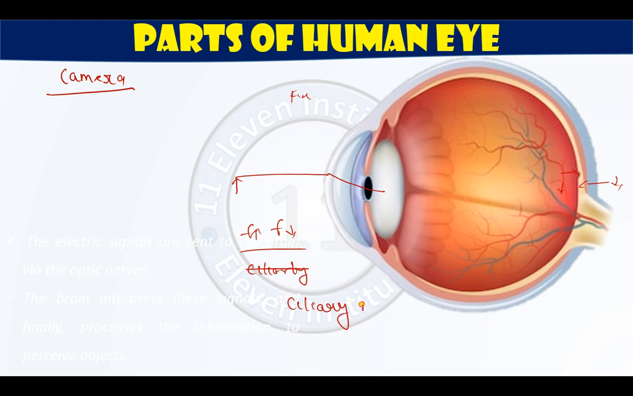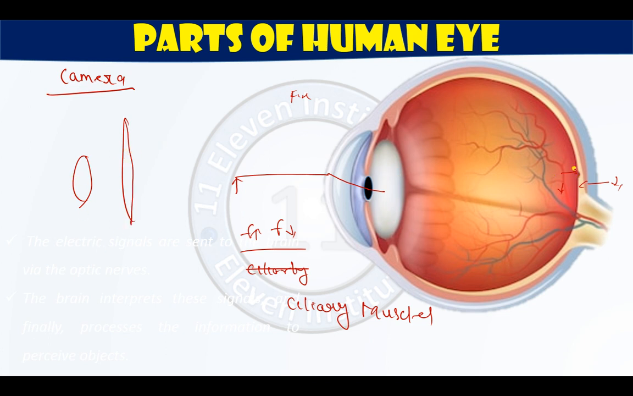That is done by ciliary muscles. When ciliary muscles contract, the focal length of the eye lens decreases. When ciliary muscles relax, this focal length increases. So this eye lens can be like this or it can be like this. Focal length is less, focal length is more.